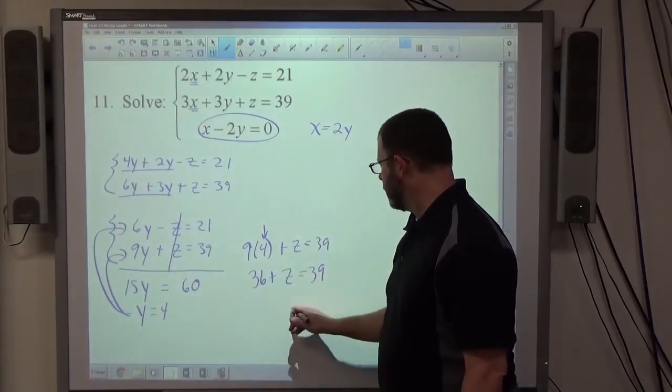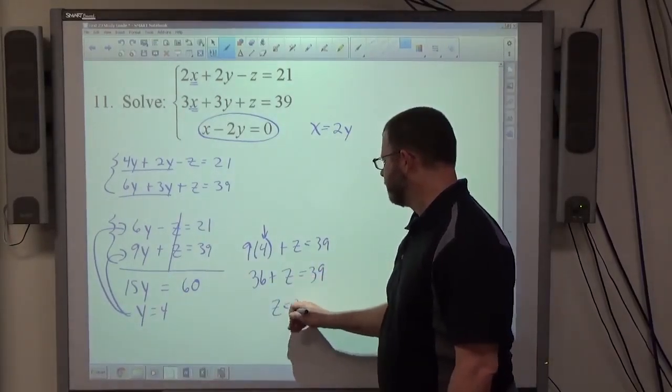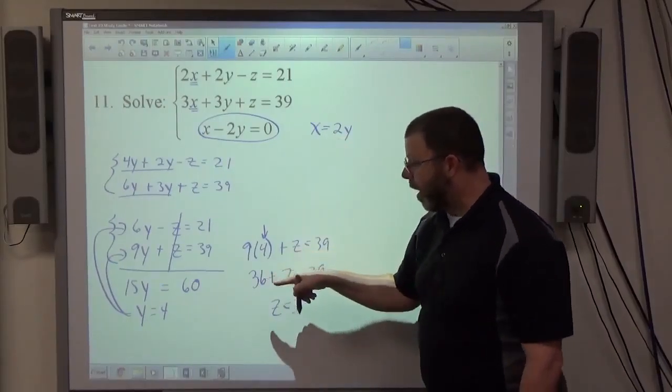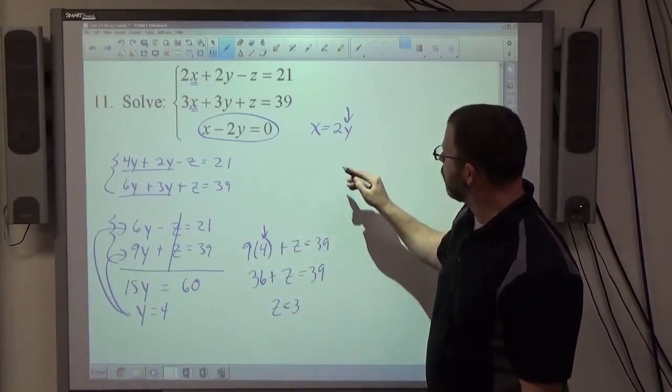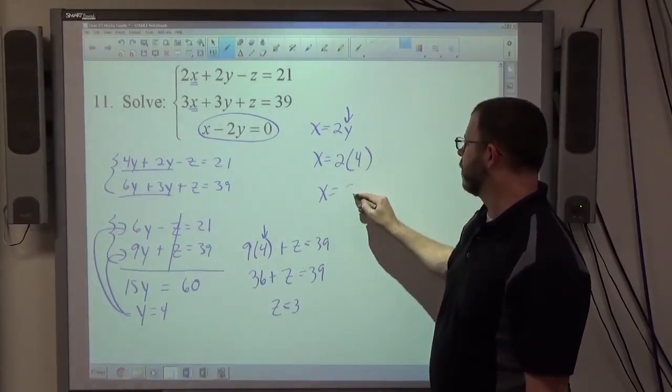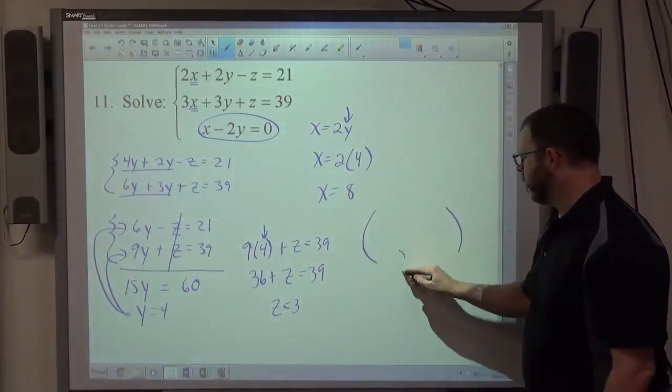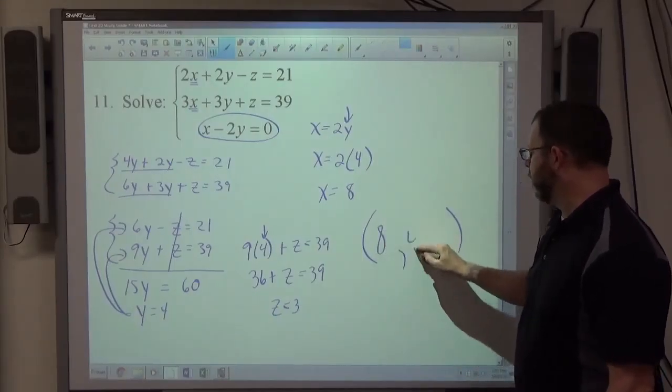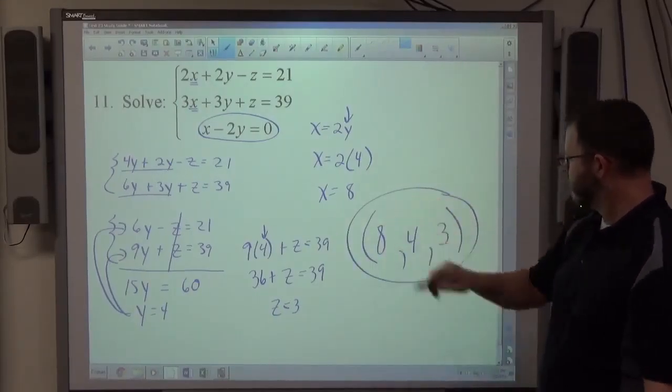And 36 plus 3 is 39, so z must equal 3. And once I know y and z, 2 times y is x, so x is 2 times y equals 4, so 2 times 4 is 8. We make an ordered triple: x goes first, y goes second, z goes last.